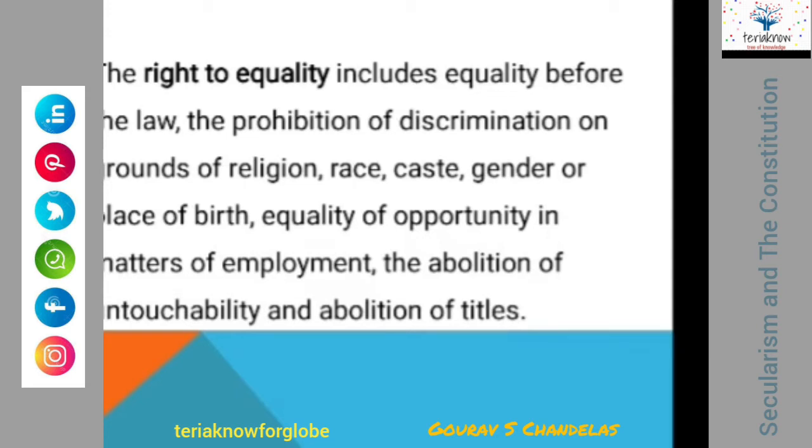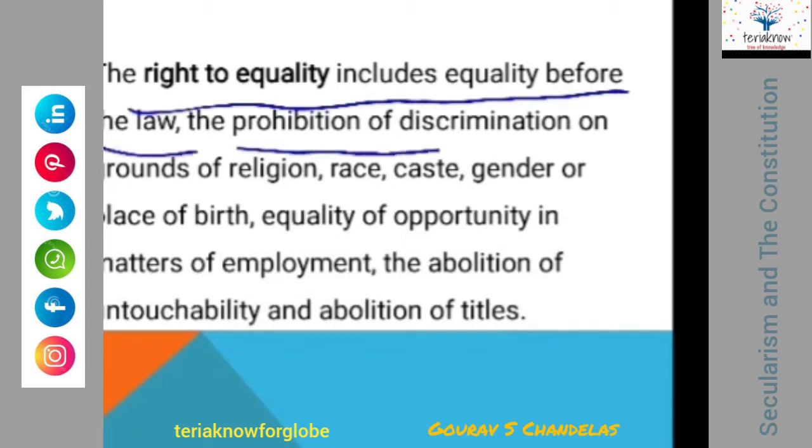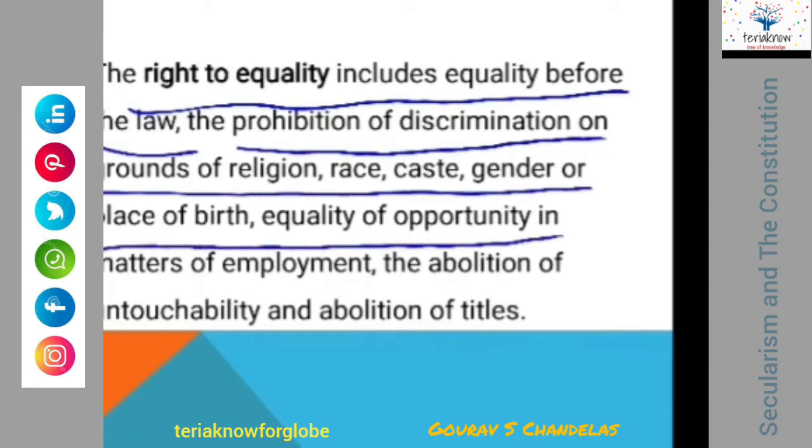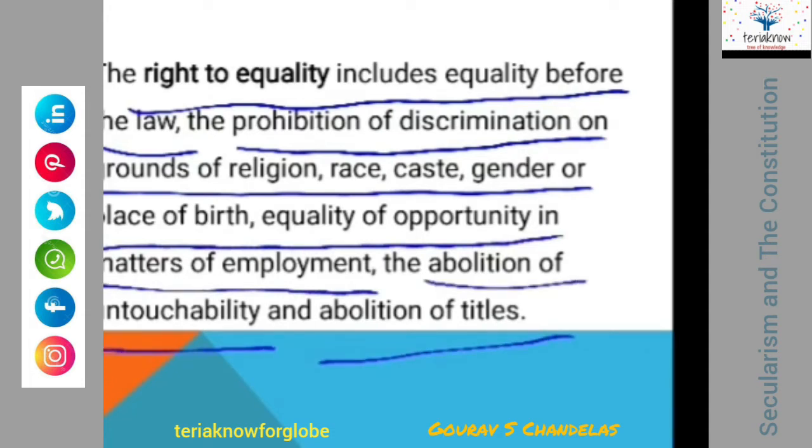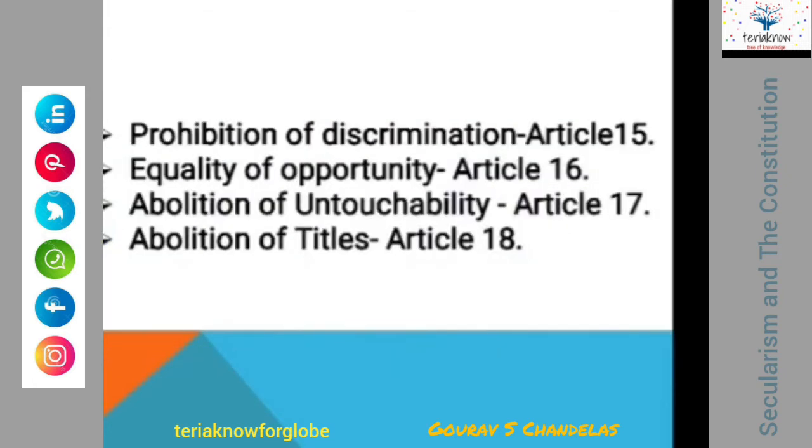Understood? So, the right to equality includes equality before law, the prohibition of discrimination on grounds, I have already talked about that, equality of opportunity in matters of employment, the abolition of untouchability, and abolition of titles. So these things come under the right to equality.